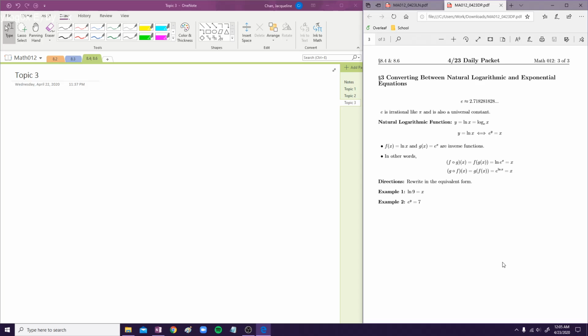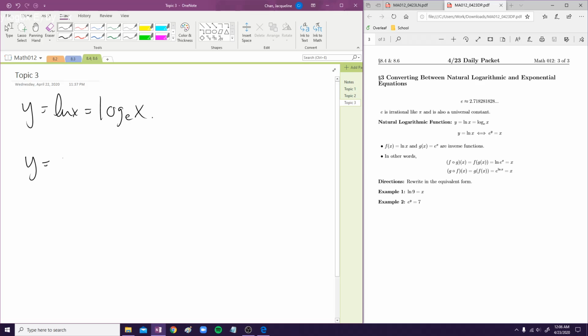So the natural logarithmic function is y equals natural log of x. So when you see y equals natural log of x, natural log of x is the same as saying log base e of x. Okay, so as you can see at the bottom, I showed you an equivalent form, but let me show you.